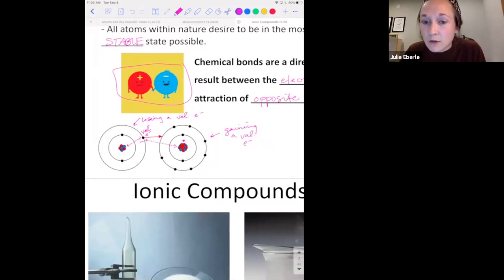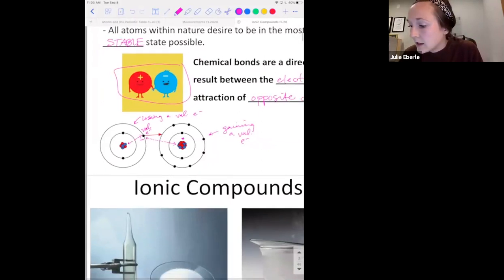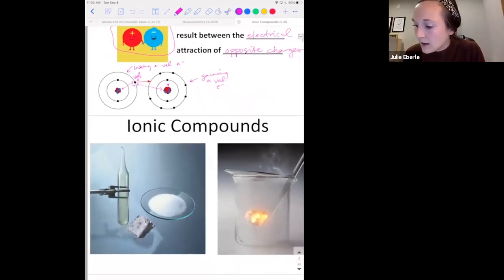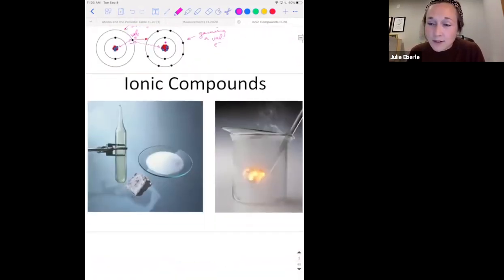When you trade electrons, when you give and receive, you're forming a chemical bond. Now there are many compounds we know that do this. One atom completely loses its valence electron, the other atom completely gains. It's a total trade. There's no halfway point. There are many chemical compounds that do this. Here's an example of one.